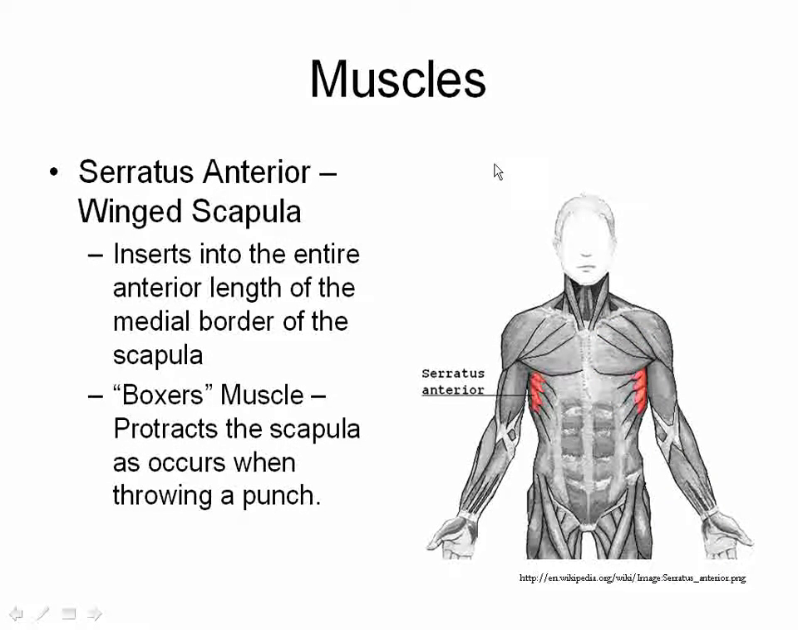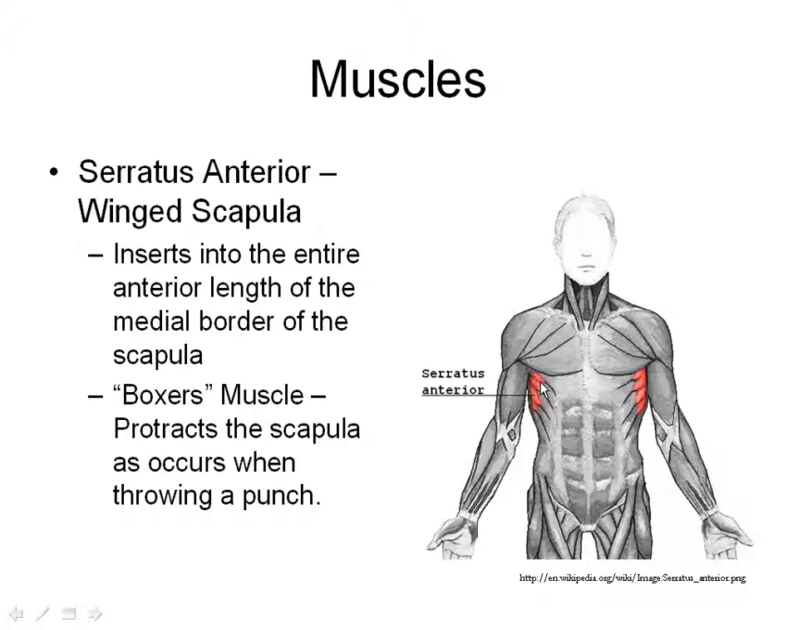The serratus anterior. Okay, we had another serratus group. They were serratus posterior, the ones accessory to respiration. If we look at the serratus anterior muscles, they're also called the winged scapula muscle or the boxer muscle. In order to describe their position, they insert into the entire anterior length of the medial border of the scapula. So you have to visualize your scapula. Go to the medial side, the side closest to the spine. The entire anterior length of that border is the insertion of that muscle. The origin is actually on the ribs.